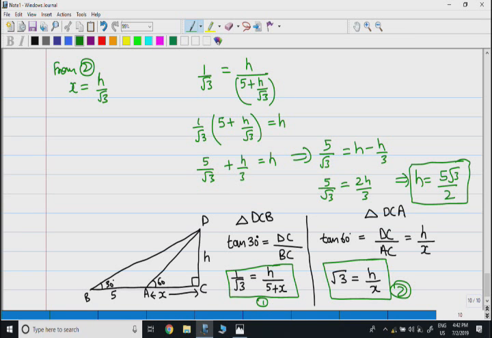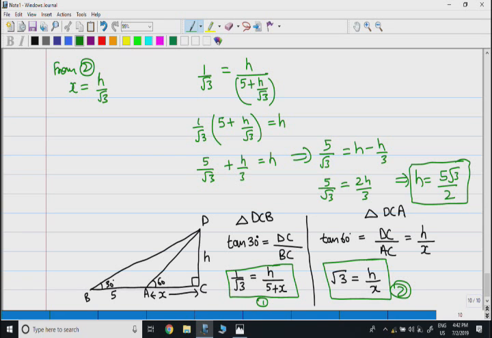One thing you can see: if you leave your answer up to here in the exam, 5 root 3 upon 2, that is also perfectly fine. But if in the question they have mentioned the value of root 3, then you have to put the root 3 value and simplify it further. So that depends on whether they have given the value for root 3 or not.